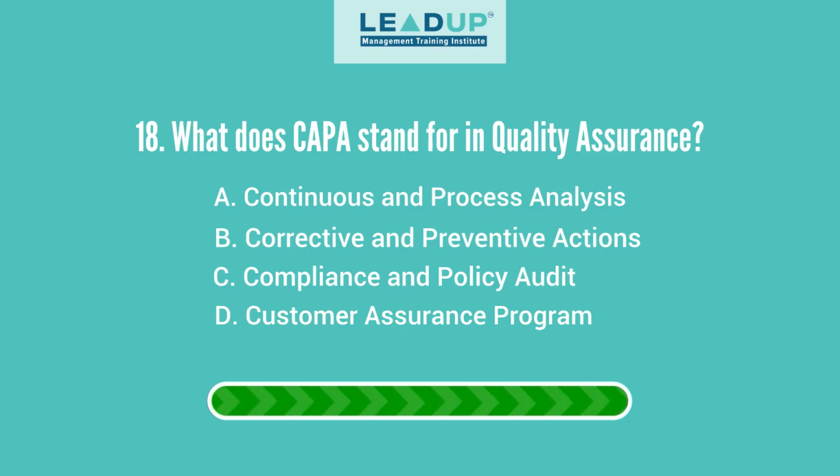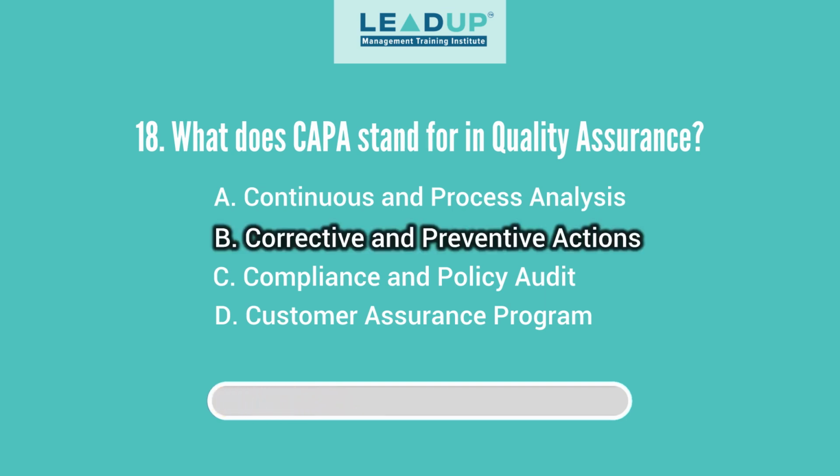Question 18. What does CAPA stand for in quality assurance? A. Continuous and process analysis. B. Corrective and preventive actions. C. Compliance and policy audit. And D. Customer assurance program. The answer is corrective and preventive actions.